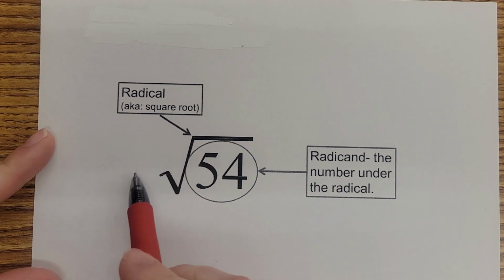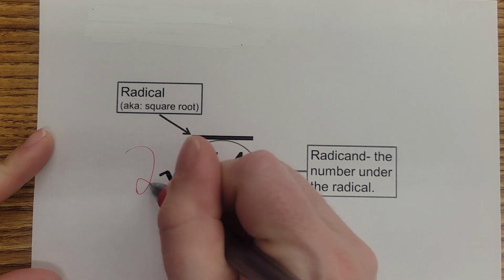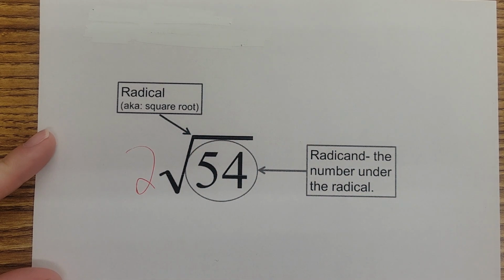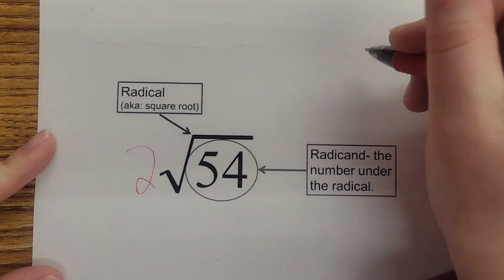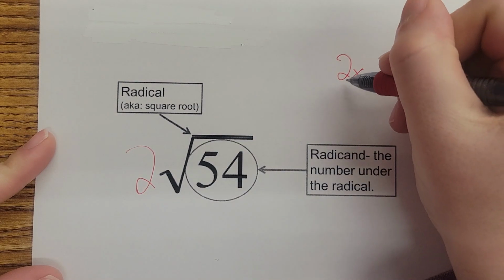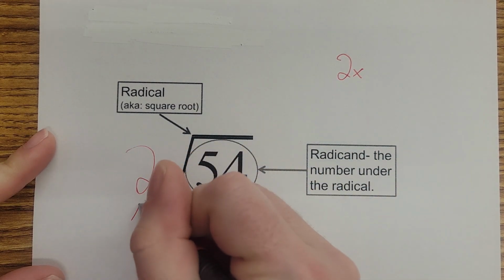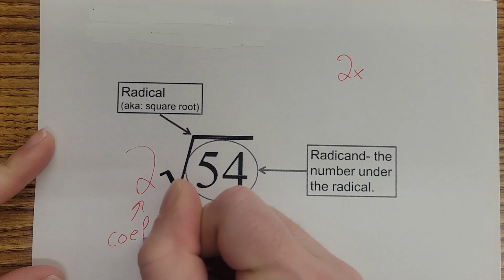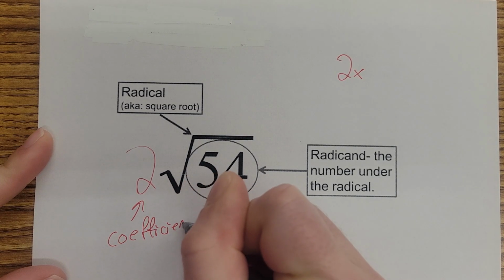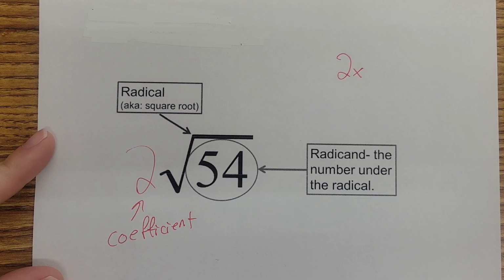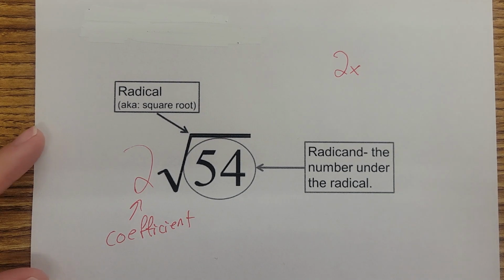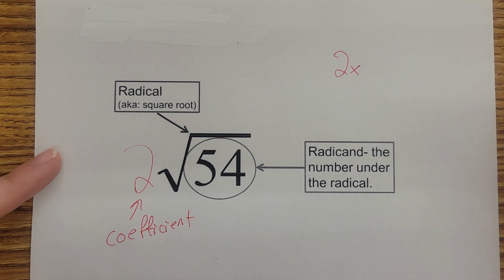Now, if there's ever a number out front, like if I put a 2 out here or something, that's still called a coefficient. Just like if I had 2x, the 2 would be the coefficient. That is still the coefficient. Just so you know what I'm talking about when I talk about the different pieces of these.